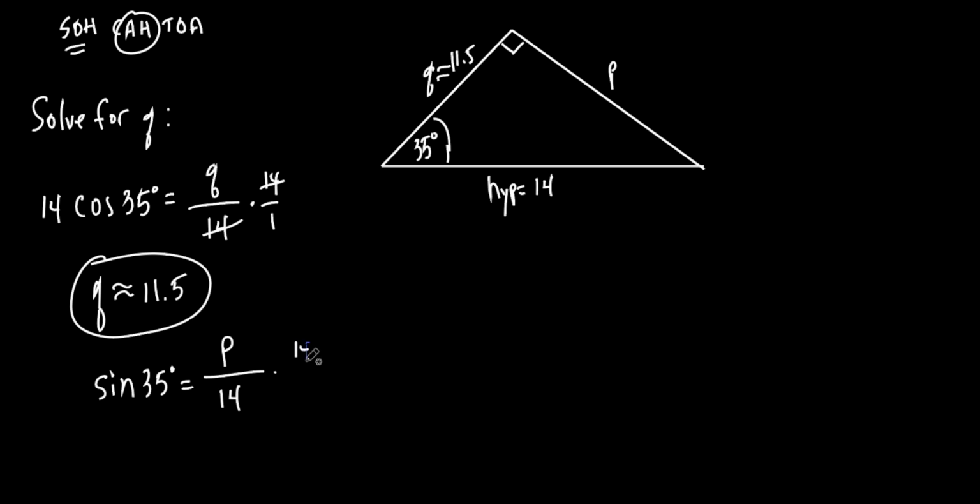Multiply, the math is the same. Multiply that by 14, and now you just plug that into your calculator. So this time, I'm going to go 14 times the sine of 35. So let's put it in. 14 times the sine of 35, and that gives you 8.03.